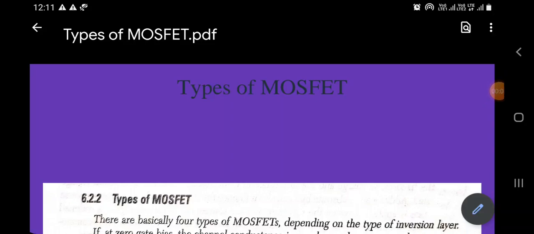What are the types of MOSFET? I, Dr. Vandana Ranga, would like to discuss this with you. There are typically 4 types of MOSFETs depending on the type of inversion layer.